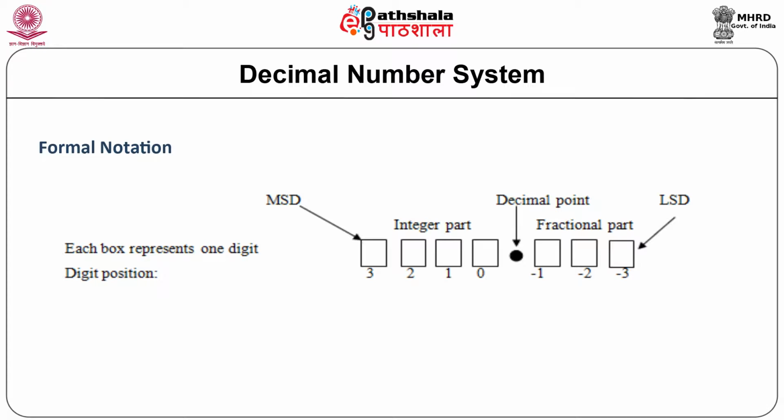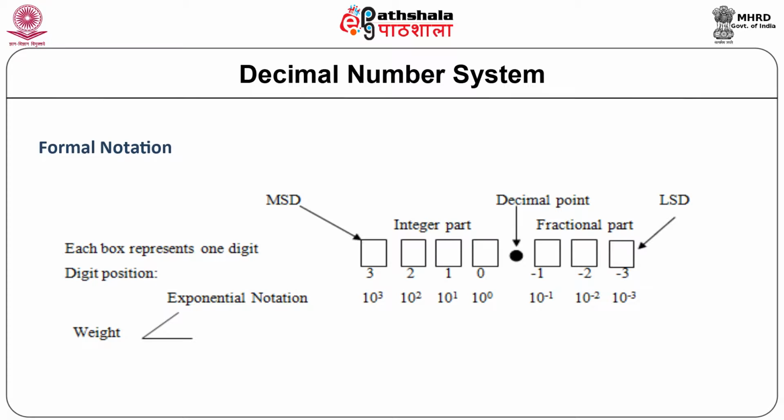Here, let us correlate digit positions and their weights in the decimal number system. A complete decimal number can be expressed in terms of integer part and fractional part with reference to the decimal point. The weight of each digit increases by a factor of 10 for the integer part and the weight of each digit decreases by a factor of 10 for the fractional part. The weight of each digit is determined by its position.